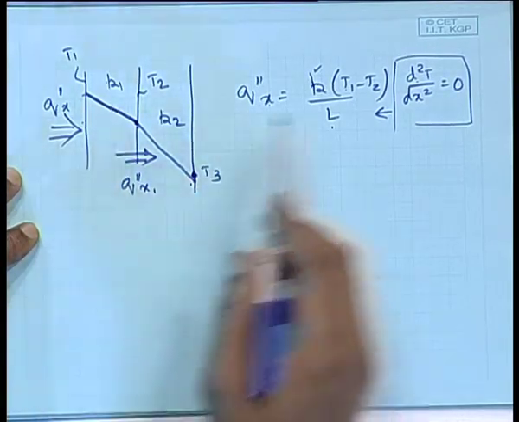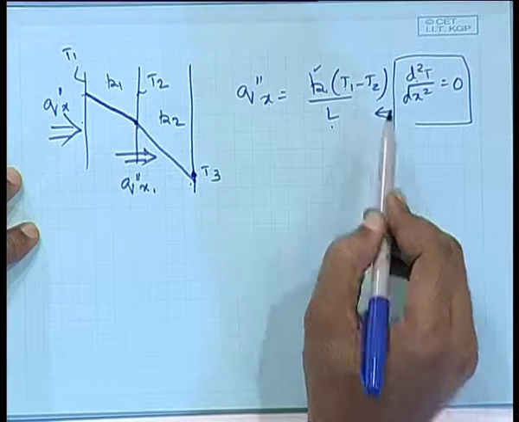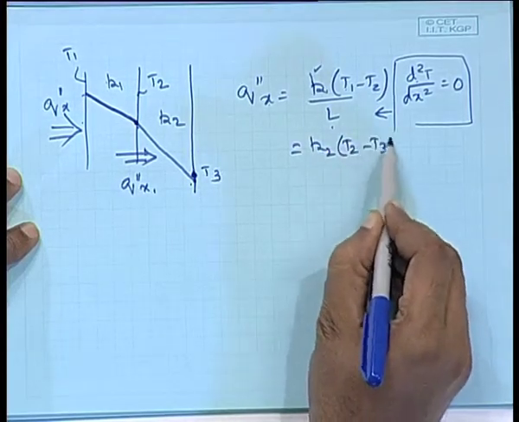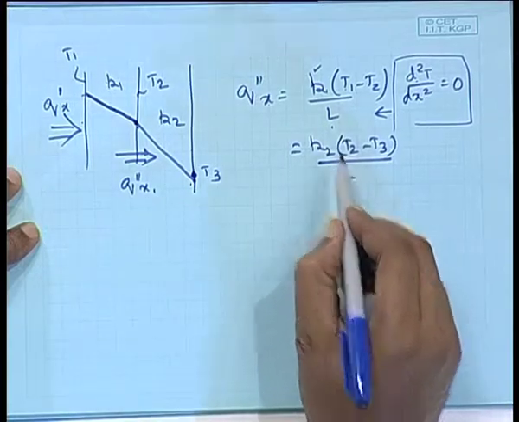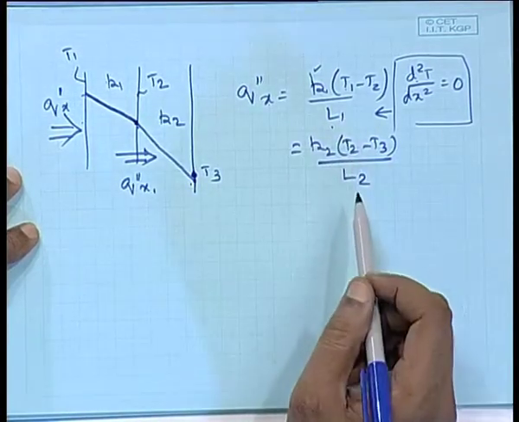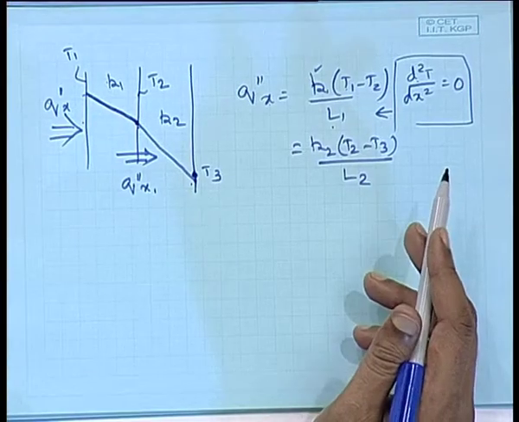So, it simply tells you, if you write K1 times the drop for this equal to K2 times T2 minus T3, and if the two thicknesses L1 and L2 are the same, then you can obviously see that K1 is going to be large. So, large thermal conductivity means smaller temperature drop. Is it clear? Fine.